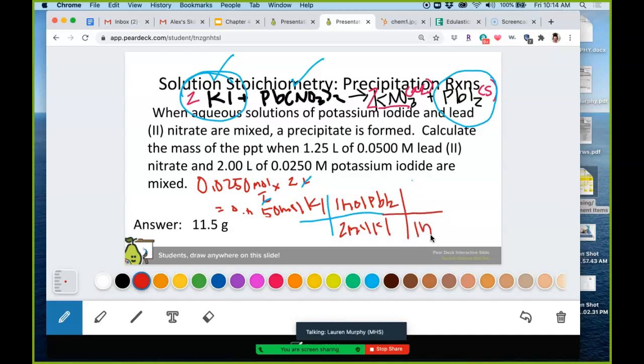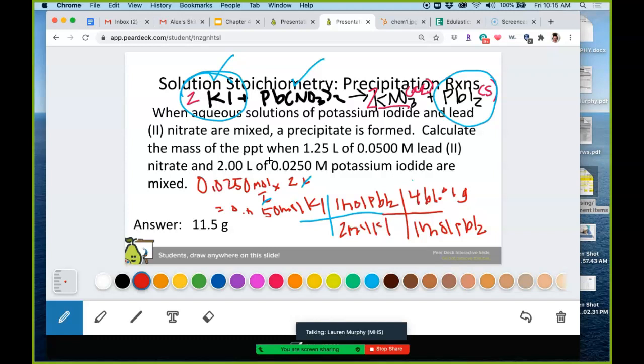And 1 mole of lead 2 iodide. This guy's pretty heavy. I'll look it up. The molar mass from the periodic table is 461.01 grams per mole. So 0.05 divided by 2 times 461.